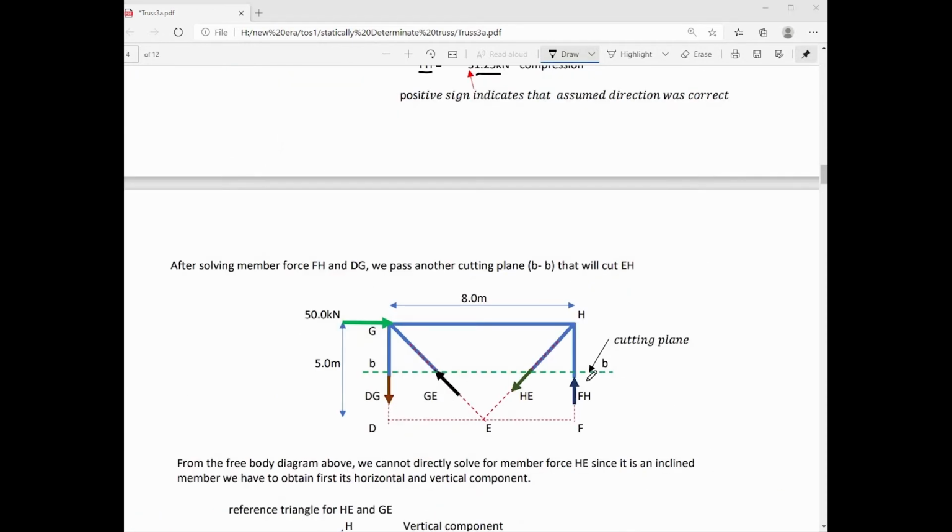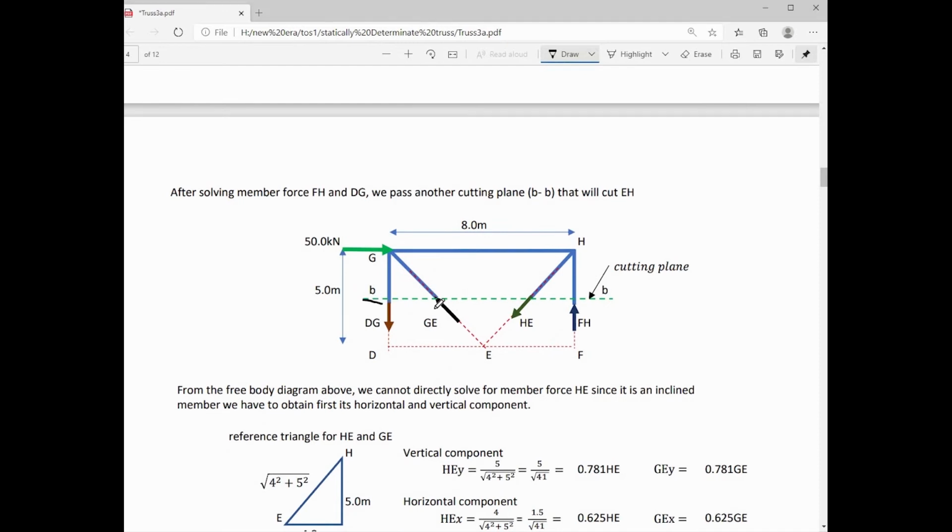After solving for member forces FH and DG, we can now pass this cutting plane, that is cutting plane B dash B. We will again replace the severed members with forces, and we assume the direction of those forces. After we solve, if the result is negative, then our assumption was incorrect. Those forces should act opposite to our assumed direction.